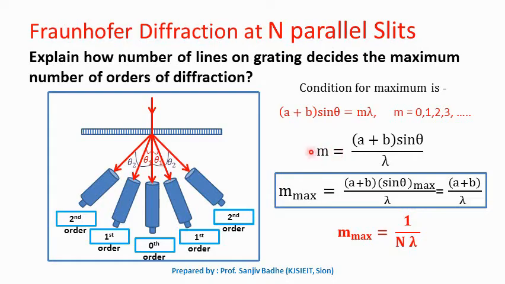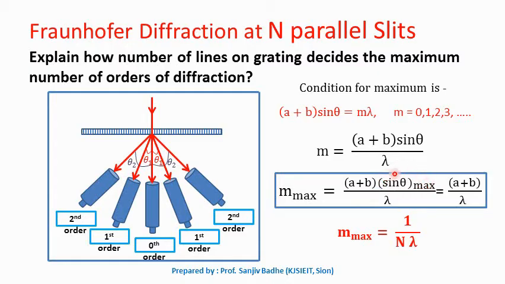Maximum value of this m depends on maximum value of sin θ. a, width of the slit, which is constant. b, width of the separation, which is also constant. λ, wavelength of light, it is also constant. So maximum value of m will depend on maximum value of sin θ. So m max is equal to (a+b) sin θ max upon λ, and we know maximum value of sin θ is 1.